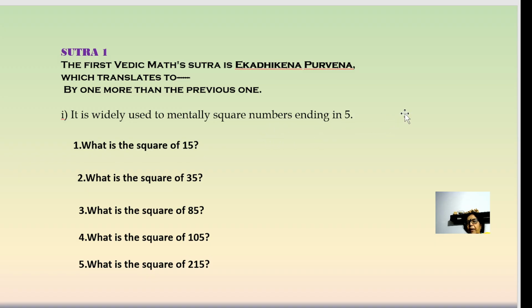Now, where do we apply that? That is more important. So let us take the first application of this, and the first application is where you have square numbers which have the units digit as 5. When the units digit is 5, it's very simple to apply this particular sutra and get the answer even without writing a single step.